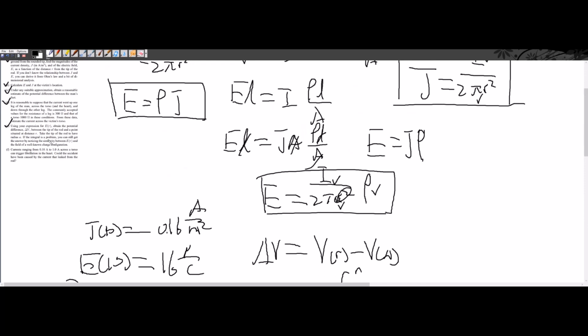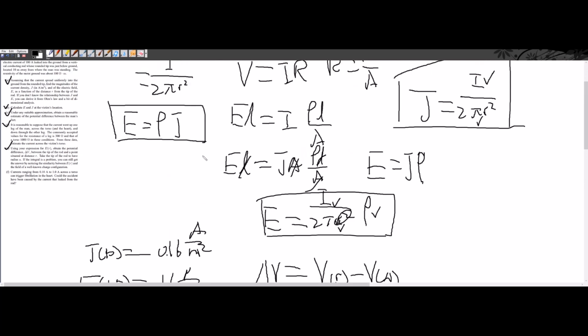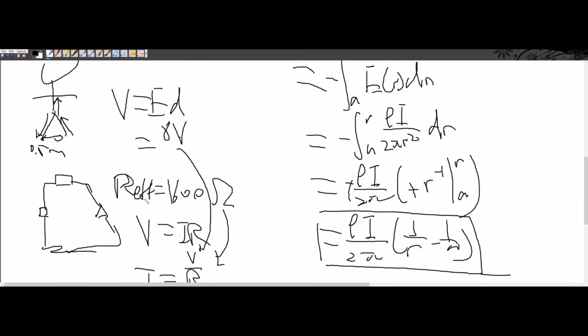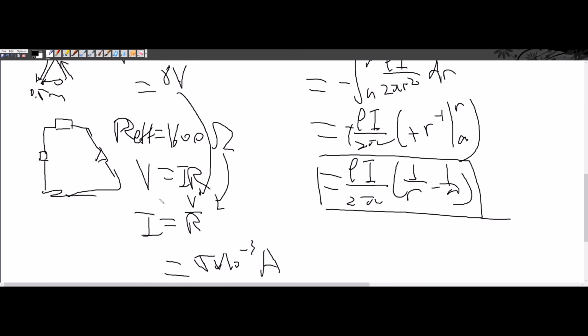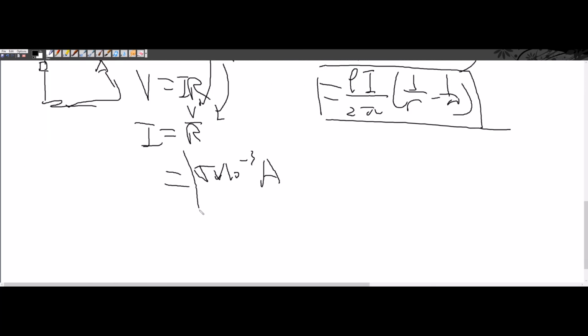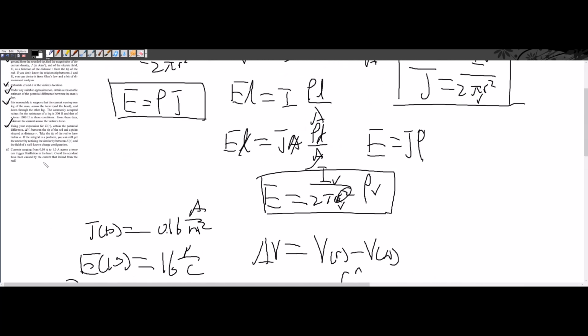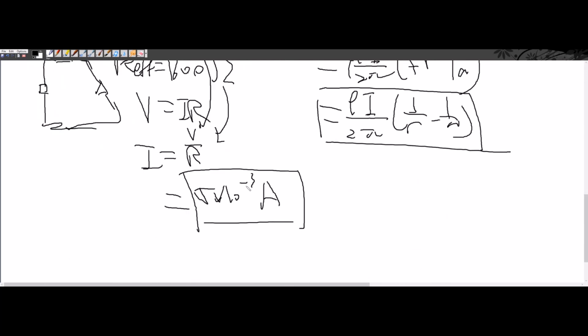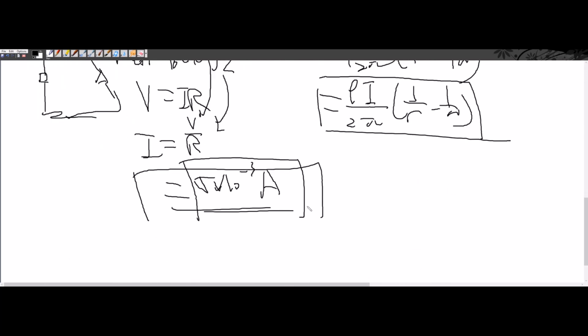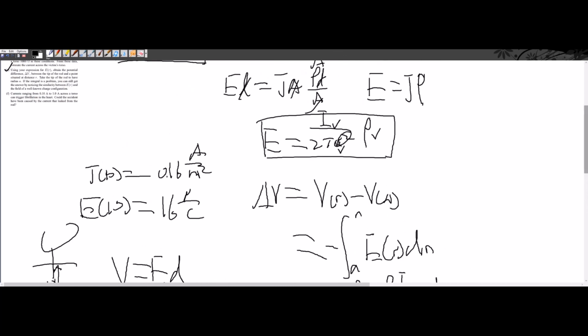Current ranging from 0.1 amperes to 1 ampere across the torso can trigger defibrillation in the heart. So could this accident have been caused by current that leaked from the rod? Well, actually no, because based on our assumptions, the current going through his torso is just going to be 5 times 10 to the negative 3 amperes, which is much smaller than 0.1 amperes, by a factor of about 100. So this is not what happened when he got electrocuted. He just died, lol. So yeah, that's the end.